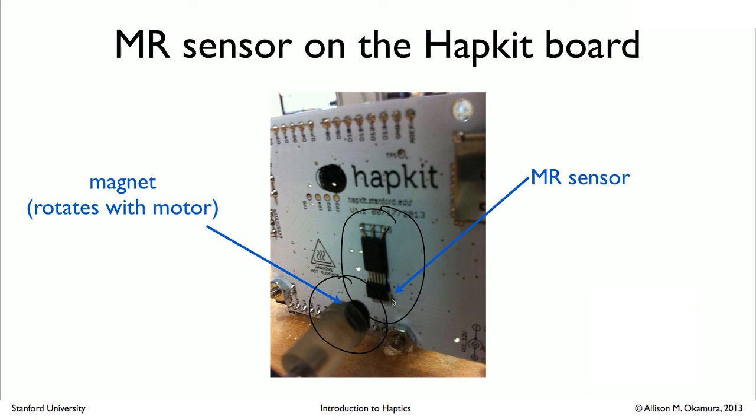But we are going to go through a calibration procedure for your HapKit because every HapKit, people are going to be able to push in this rapid prototyped or 3D printed magnet holder a slightly different amount onto the motor shaft. This is the motor shaft inside right there. And so we need to be able to do a calibration procedure to account for small differences. We're not just going to assume a particular magnetic field going through the MR sensor. Instead, we're going to do a calibration.